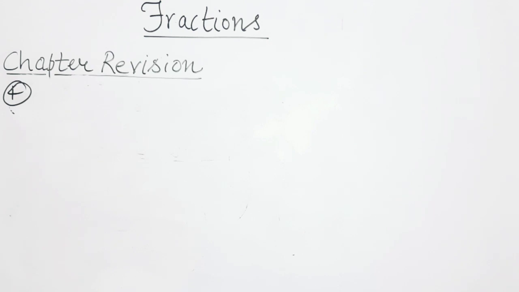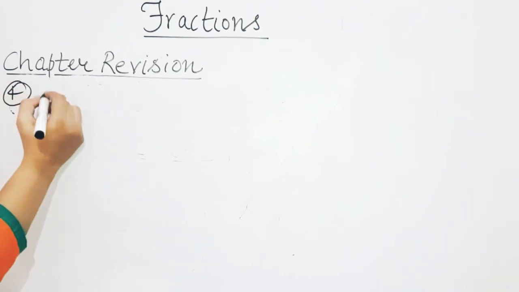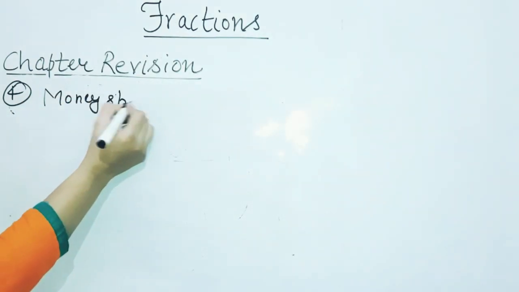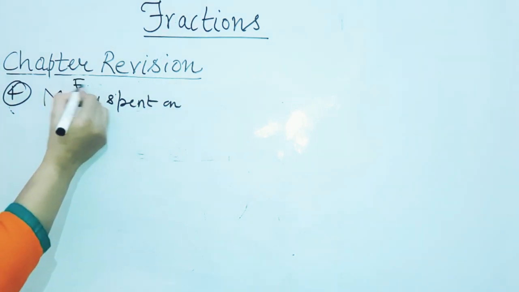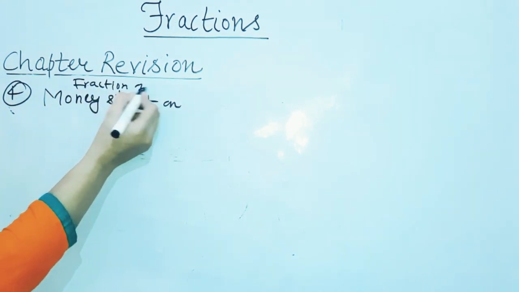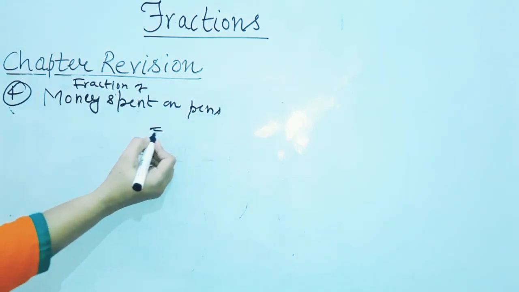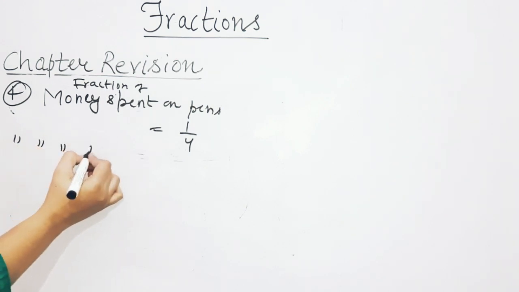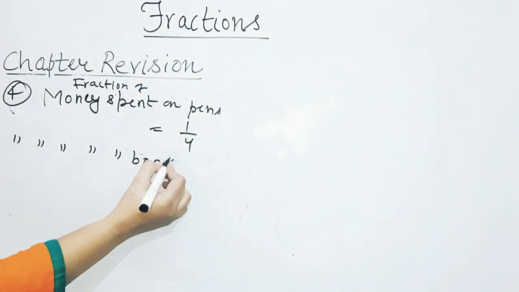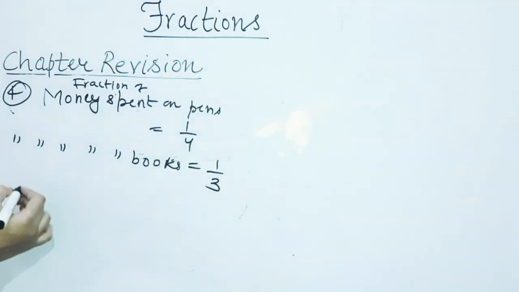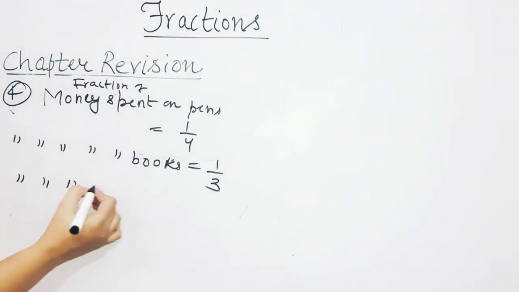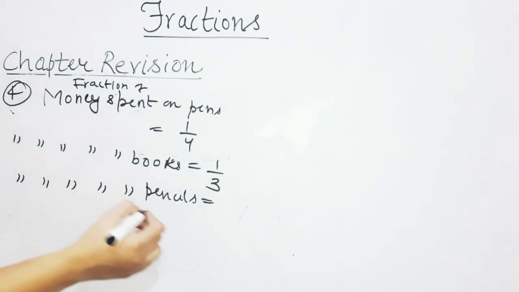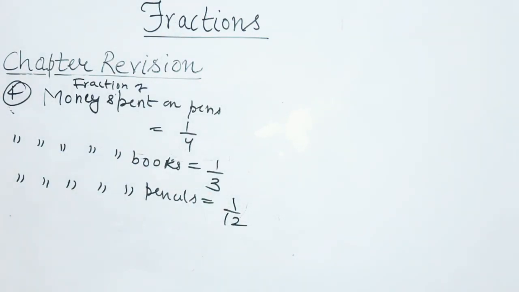So now what will be the first statement of this question? Fraction of money spent on pens. So how much she has spent? 1/4. Next statement will be fraction of money spent on books. So how much she has spent on the books? 1/3. Next will be fraction of money spent on pencils. So on pencils how much she has spent? 1/12. अब उसके पास कितने पैसे बचे हैं?